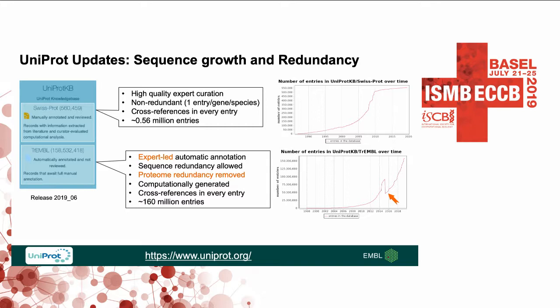What is still growing very fast is the TrEMBL database, where in 2012 we introduced a proteome redundancy procedure, which at that big crash down reduced the number of TrEMBL entries we had significantly. And we started growing linearly for a little bit, but now we've started to grow exponentially again.